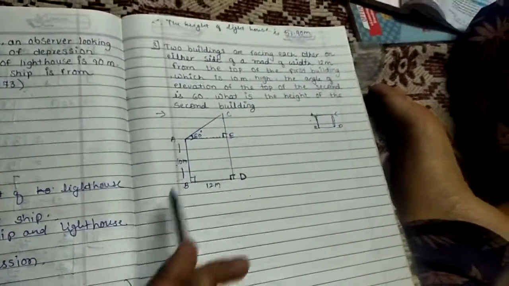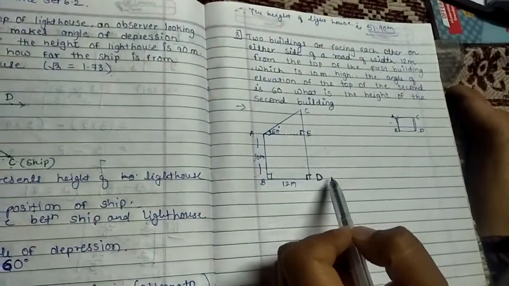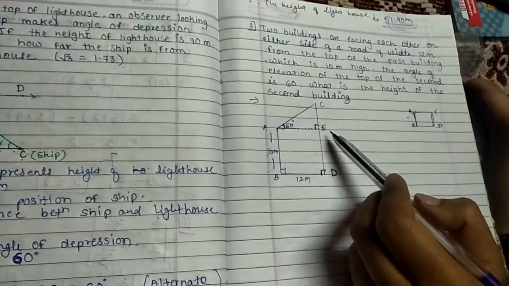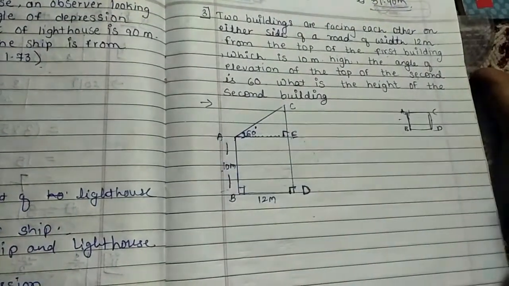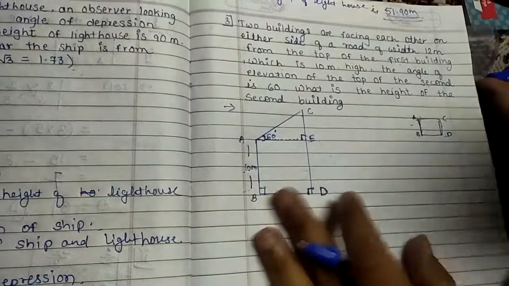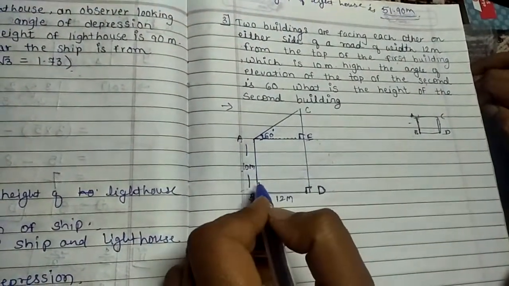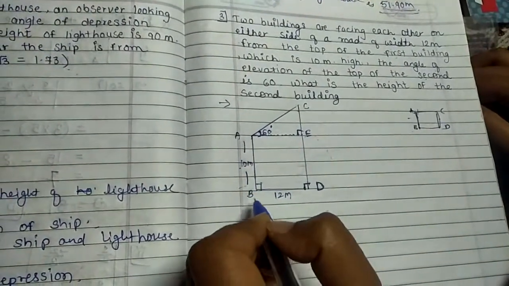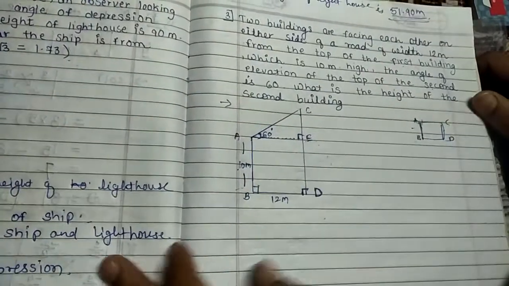So what does this mean? First we have to mention why this side is 10 meter. And then we have to find out CE, and once we get that, we will get the height of the second building. So how are we going to solve that? Whatever we write down, we are going to mention here. AB is the height of the building, and CD is also the height of the building.